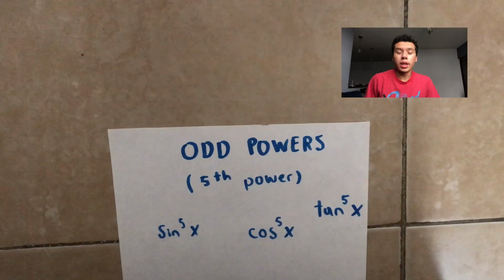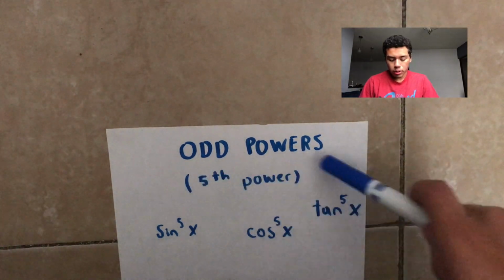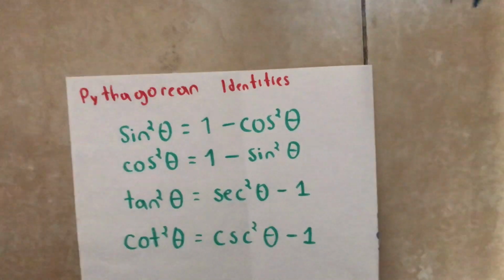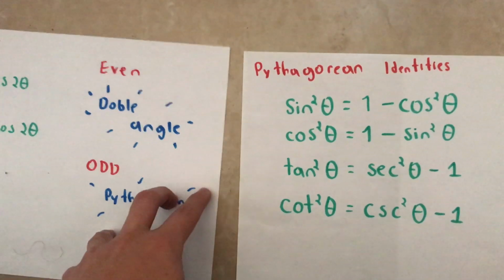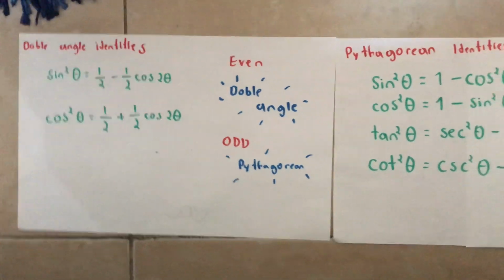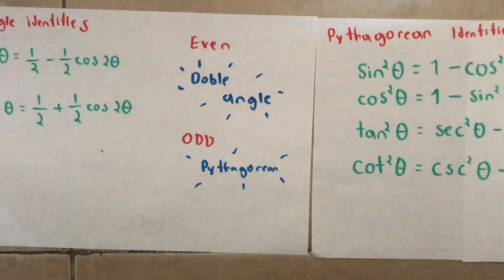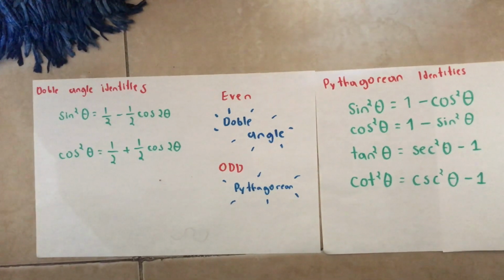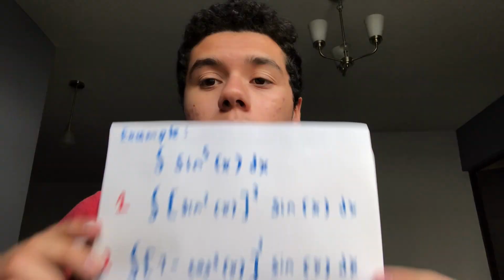Hi, now we're going to see integration of odd powers up to the 5th. The odd powers are different from the even powers because we need to use the Pythagorean identities. If we use the double angle identities, at some point the integration will stop without getting an answer, the specific answer we need. So it's trial and error, but with these rules you can get it faster. Now let's have a small example.